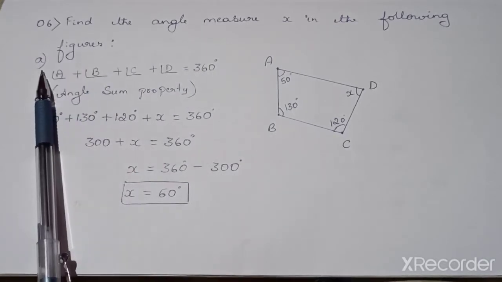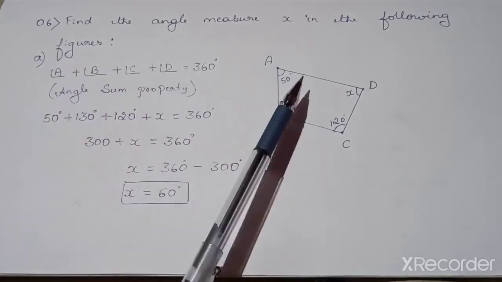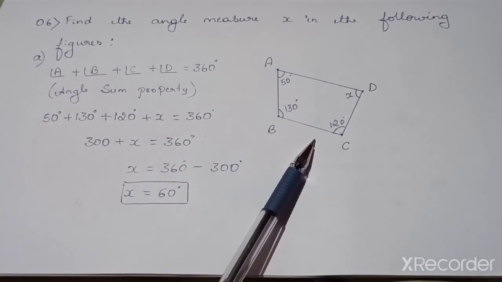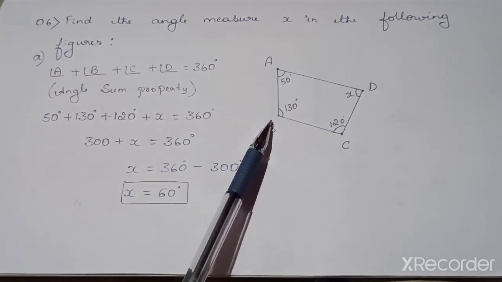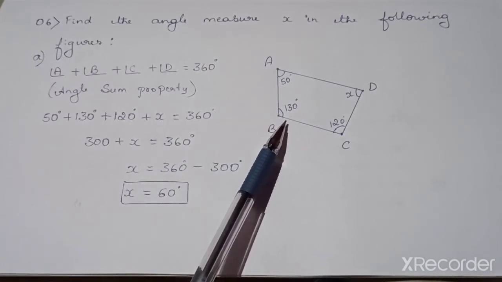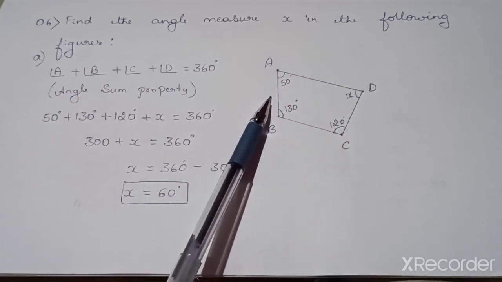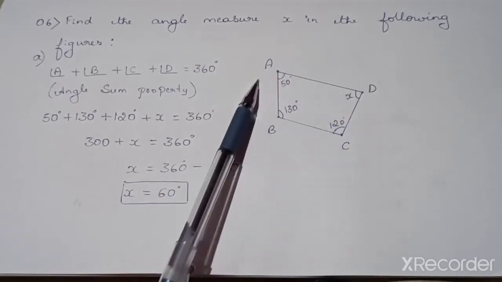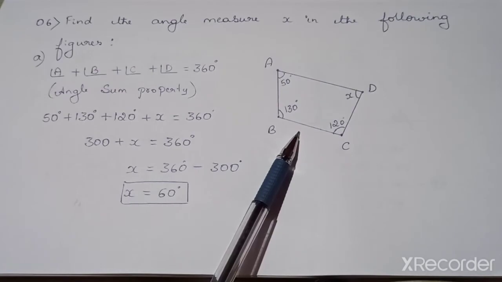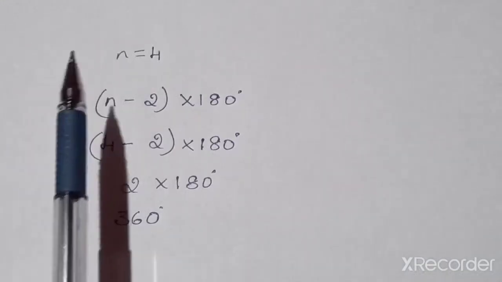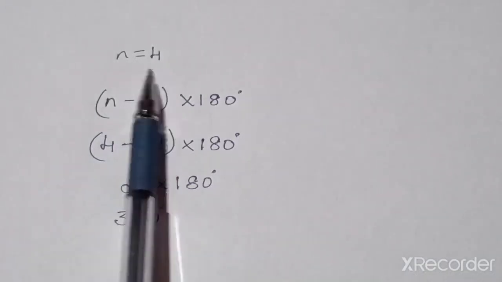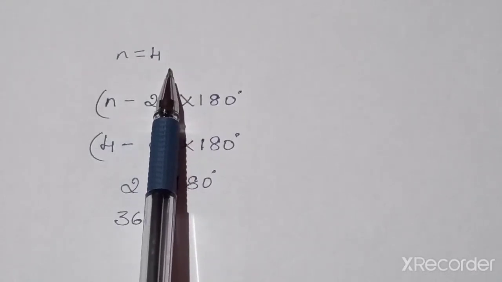In sub-question A, we can see the quadrilateral here. Quadrilateral means a polygon which has 4 sides. 1, 2, 3, 4. There are 4 sides in this polygon. Here n is equal to 4, the number of sides is equal to 4.